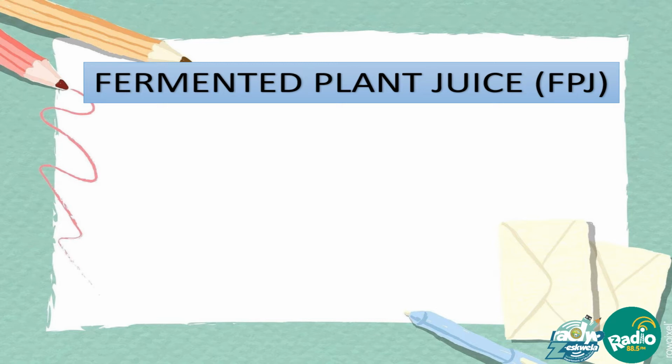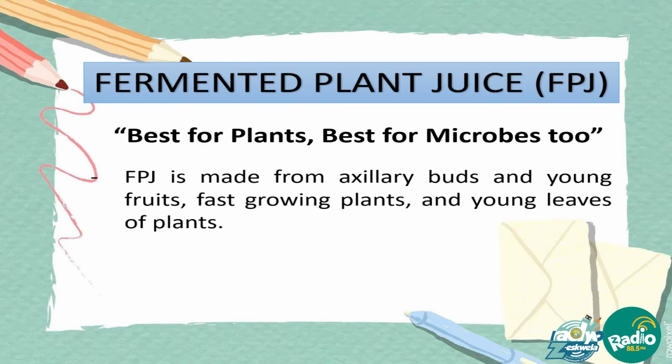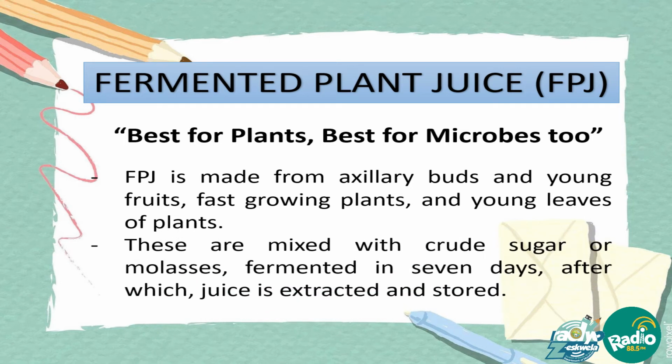Fermented plant juice, or popularly known as FPJ, is a concoction that is considered best for plants and best for microbes too. FPJ is made from auxiliary buds and young fruits, fast-growing plants, and young leaves of plants. These are mixed with crude sugar or molasses, fermented in 7 days, after which juice is extracted and stored.